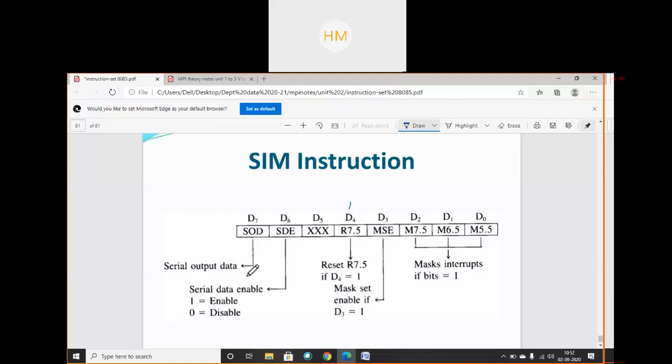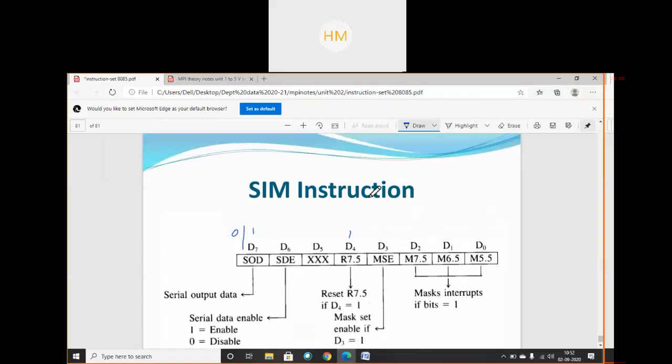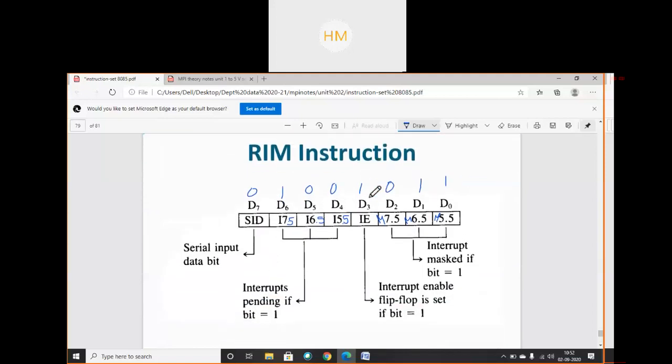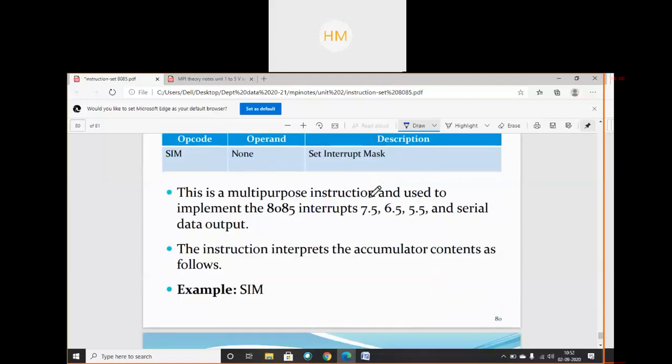Then serial output data. If I want to transmit any data, either 1 or 0, for that I first have to make the SDE pin 1, I have to enable it. Then I can transmit the data, 0 or 1. Any data I can transmit. Okay, this was my RIM instruction. So now to implement 8085 interrupts, we have to use the RIM and SIM instructions.